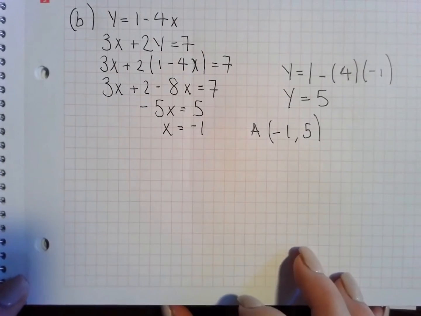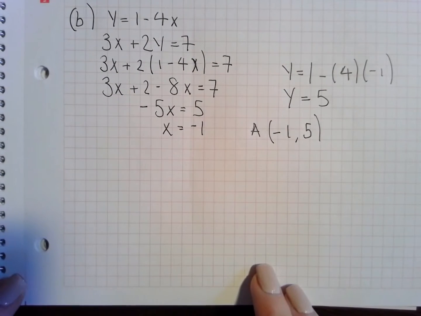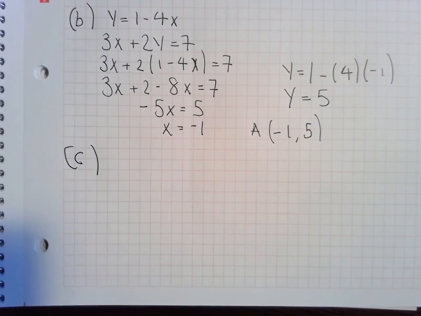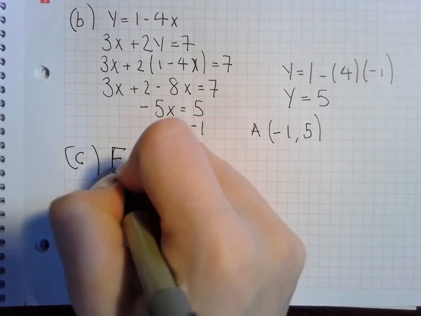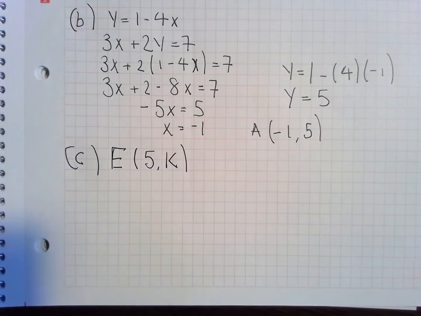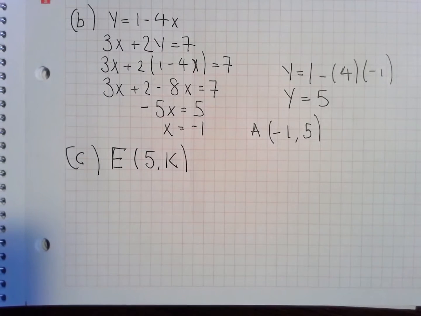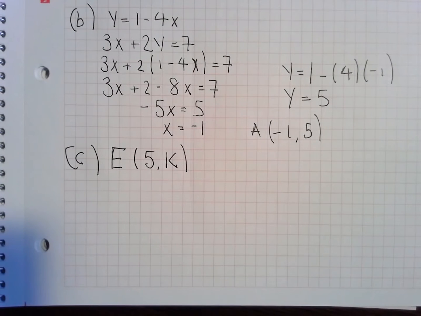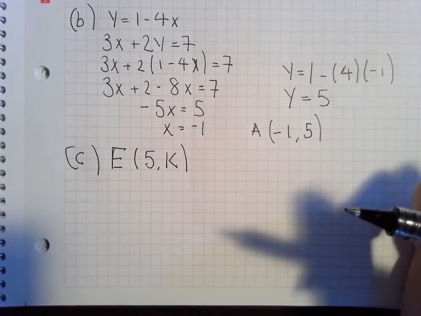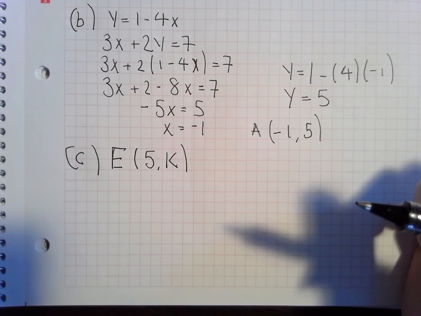Okay, so for part C, it says the point E has the coordinates 5 and K. Given that CE has length 5, find the two possible values of the constant K.